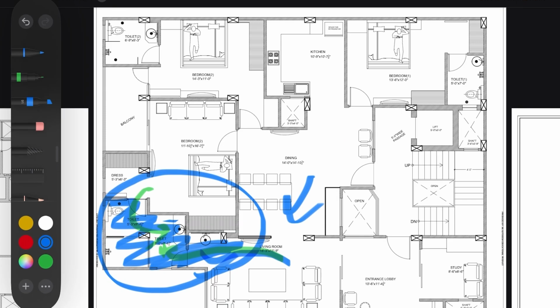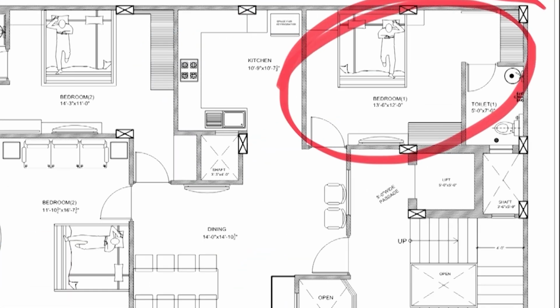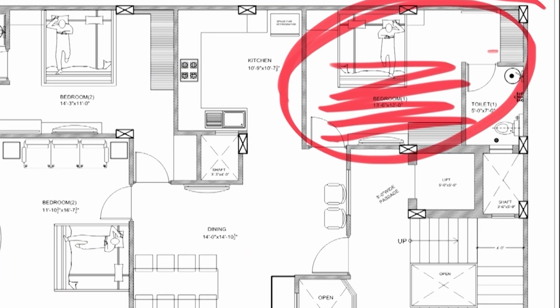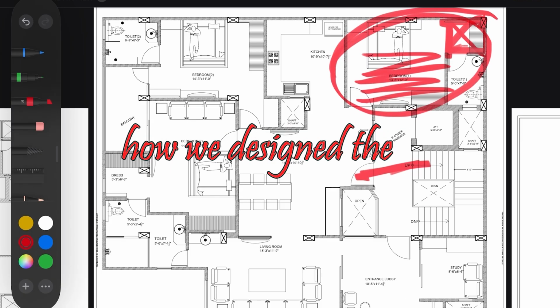Also for the kitchen, this is not a very good kitchen. The son's room was not having any ventilation. We thought to add ventilation, and because this was the top floor of the building, we could easily create it by cutting a shaft over here. Now let's see how we designed the space.